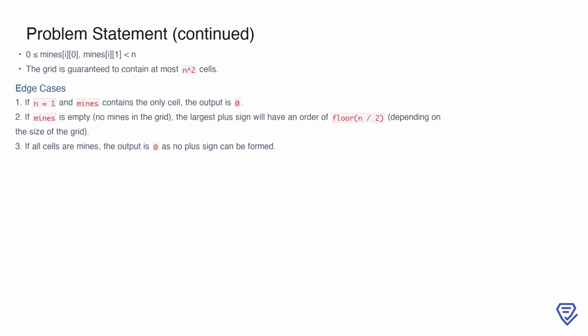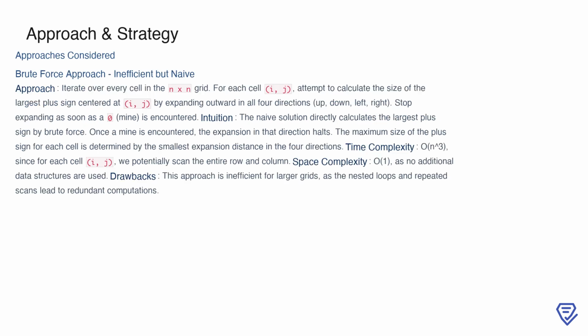To begin, let's consider the brute force approach to solving this problem. Here, we iterate over every cell in the n×n grid. For each cell, we calculate the size of the largest plus sign centered at that position by expanding outward in all four directions: up, down, left, and right. The expansion stops as soon as a mine, represented by a 0, is encountered in any direction.